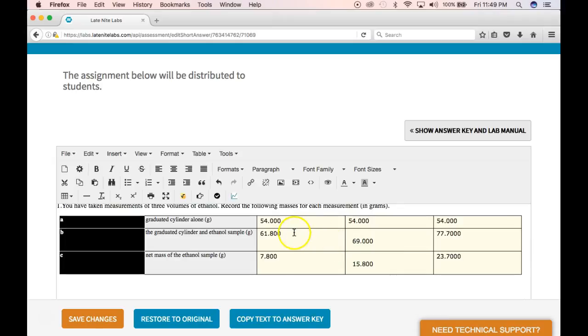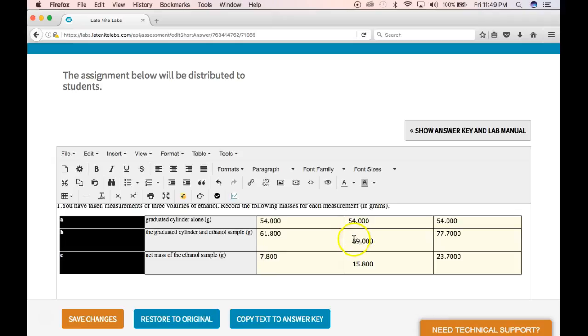Now, in the next experiment with ethanol, again, the empty cylinder is always going to be the same, so it's 54. Now you added 10 mils of the ethanol. This time the mass went up to 61.8. All right, so when you subtracted the 54 from the 61.8, you get a mass of 7.8.